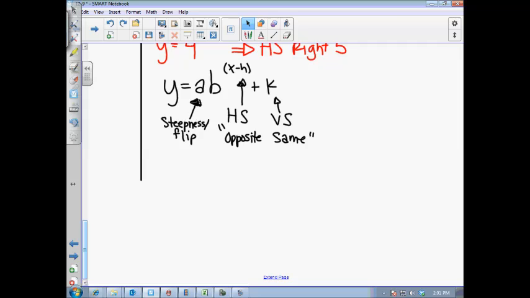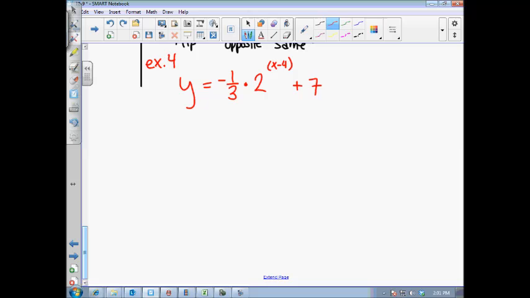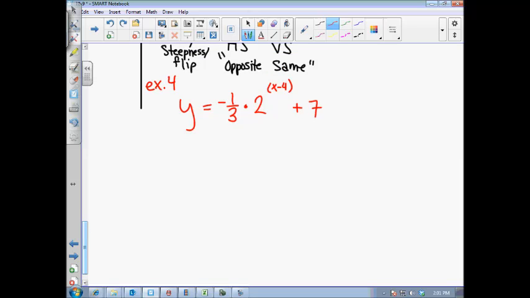So very lastly, I'm going to write an example that has an A, an H, and a K. And without graphing, we should be able to explain what's going to happen to the graph. Example 4. Last example. Y equals negative 1/3 times 2 to the x minus 4 plus 7. There are 3 different pieces here that you have to explain. Y equals negative 1/3 times 2 to the quantity x minus 4 plus 7.